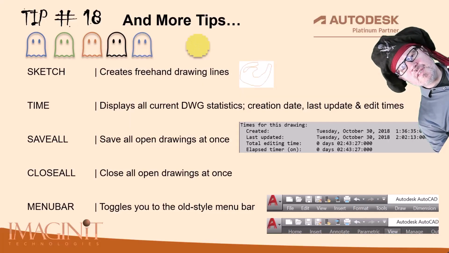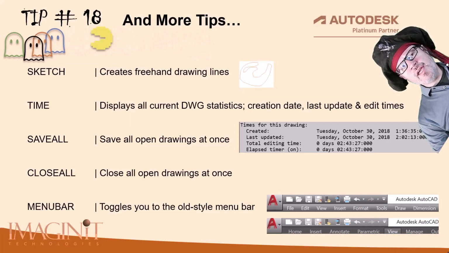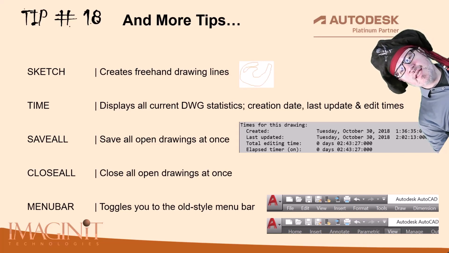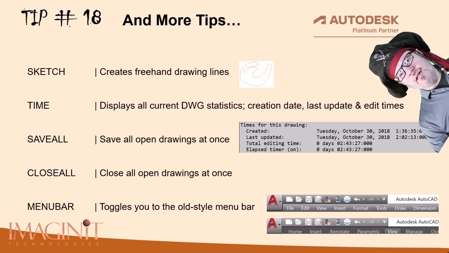With more tips, the sketch command allows you to freehand sketch lines on your drawing. The time command will display all current drawing statistics for creation date, last updated, and edit times. Save all will save all drawings open at once. Close all will close all drawings at once. Menu bar will switch between the new and old style of the file menu.